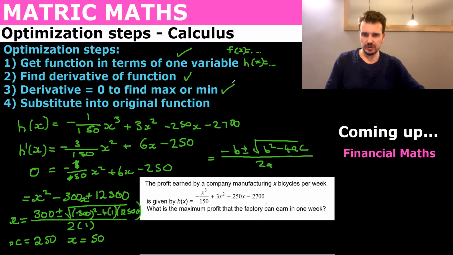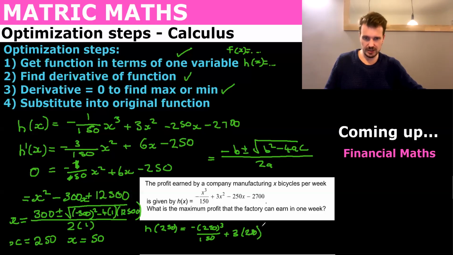And now what I do is I substitute this into the original equation. That is my step 4. So I'm going to try h of 250 first, and I'm going to put it in here. So it's minus 250 cubed over 150 plus 3,250 squared. Now, there is an easier way to know which of these is the maximum and which is the minimum.